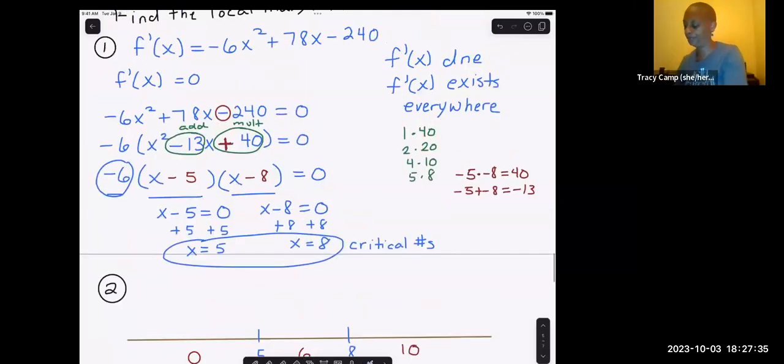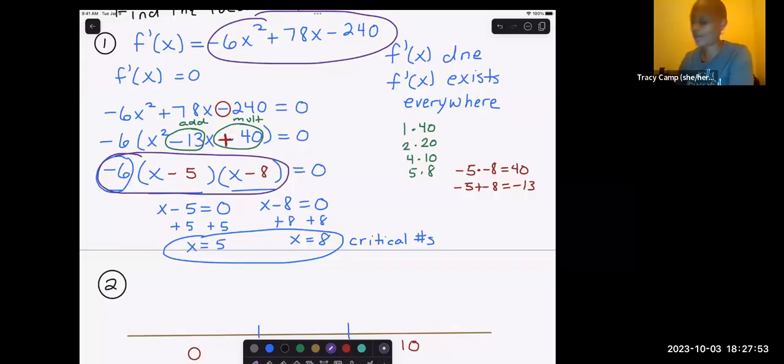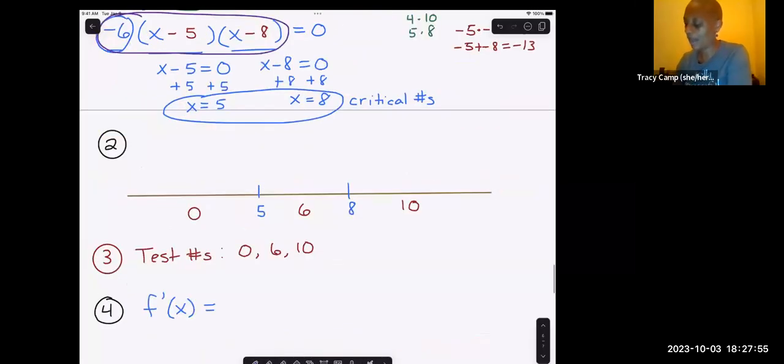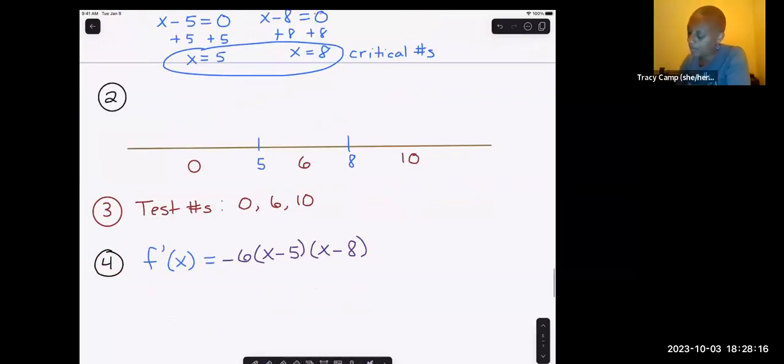So here's what I mean. This right here, this is our derivative, right? But I'm not going to write my derivative in this form right here. I'm going to write it in this form down here, the factored form. Because I'm trying to figure out whether my derivative is positive or negative at my test numbers, and just using the factored form, that'll make it easier to tell. So I'm using the factored form, and I will plug in my test numbers now.